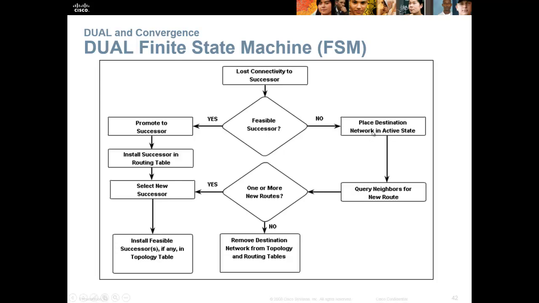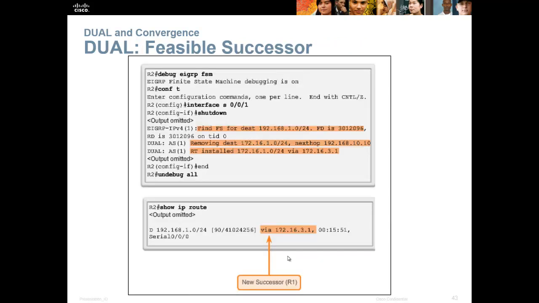If I look and it says active, I'm actively looking for something else, and I'll query neighbors for a new route. Then I'll see, do I get any new routes from my other neighbors? If the answer is no, then I remove it from the routing table, and I can't get to that network anymore. So you get the idea. Again, I couldn't find a feasible successor, so I'm removing the destination from my routing table.